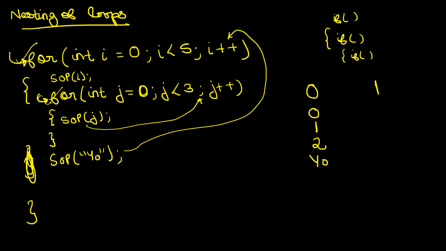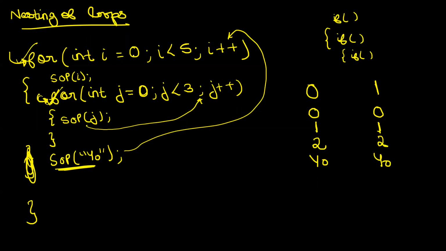Then again you start running this loop, for int j equal to 0. So j will be initialized with 0, and 0 is less than 3, so 0 will be printed. Then j will become 1 and 1 will be printed. Then j will become 2 and 2 will be printed. Then j becomes 3, you terminate this loop and come outside it, to SOP yo. So again yo will be printed. And from here I go back to i plus plus, so the value of i will become 2. Do you agree, guys?